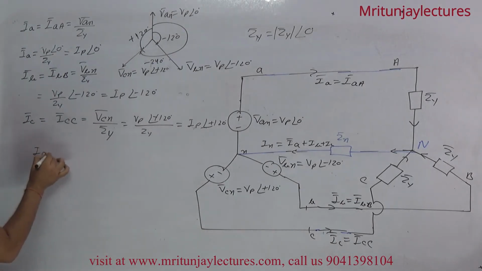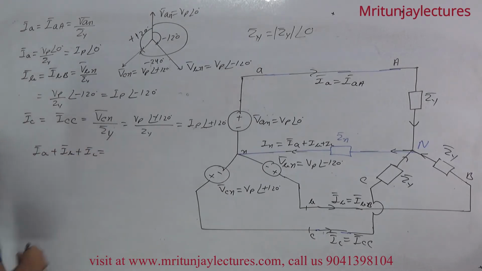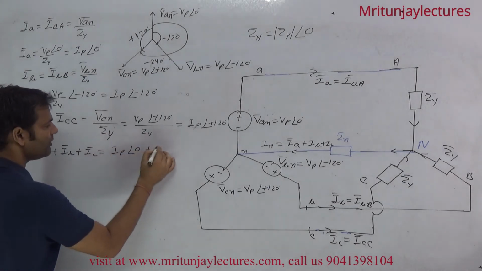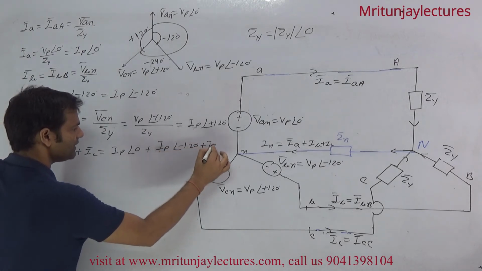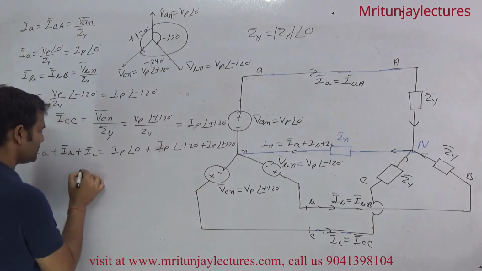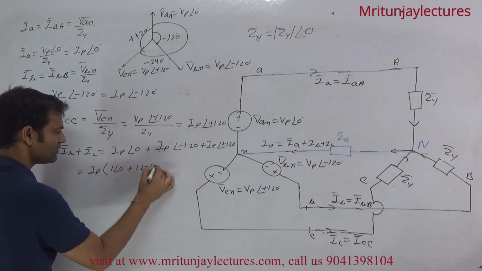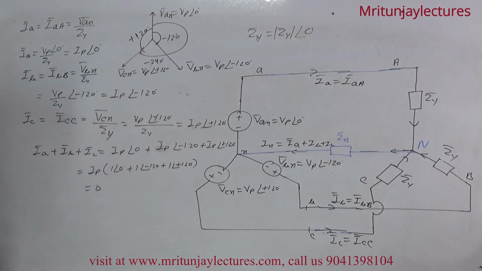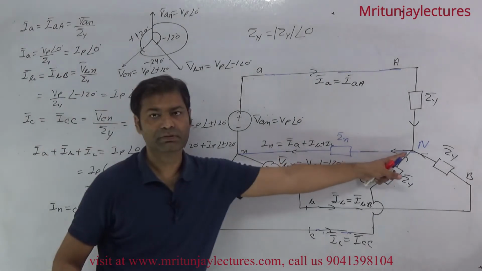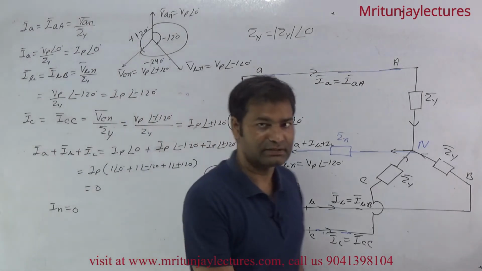The sum of IA, IB and IC is equal to 0, written as IP at the angle 0 plus IP at the angle minus 120 plus IP at the angle plus 120. So IP times 1 at the angle 0, plus 1 at the angle minus 120, and 1 at the angle plus 120. This sum is 0. That's why IN is equal to 0 for a balanced star-star connection.